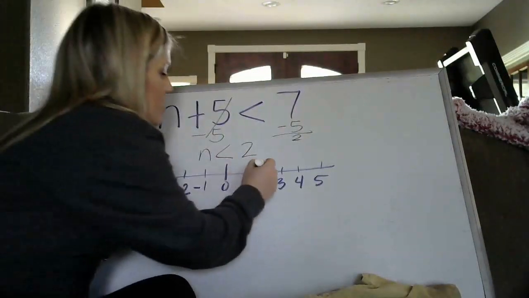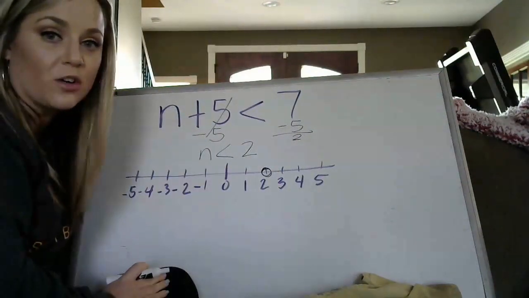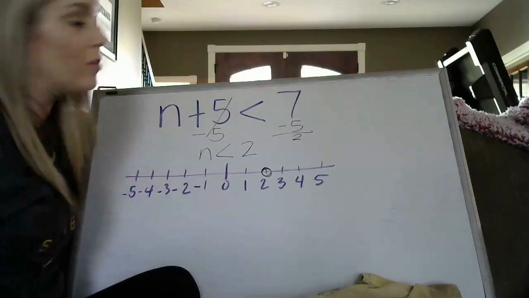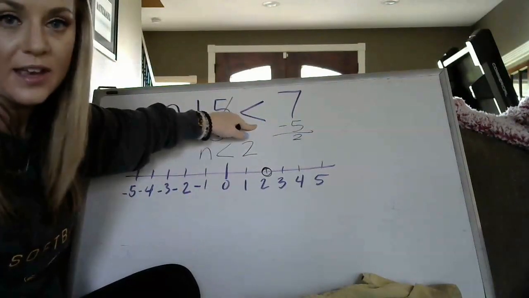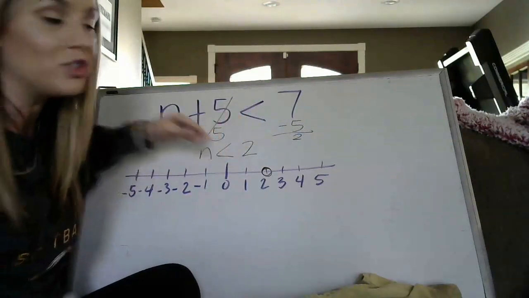But this does not have a line under it. It doesn't have an equal to. So what this means, it does not include 2. Okay, it's numbers less than 2. So what we're going to do is put a big open circle. We're not coloring that circle in. Do not color the circle in because it does not have a line underneath it. It doesn't say equal to. So it's all the numbers less than 2.